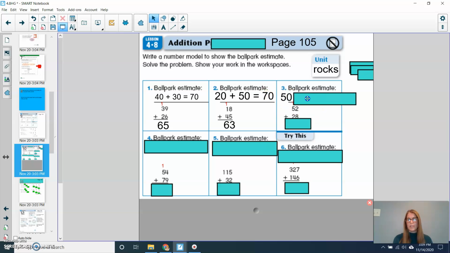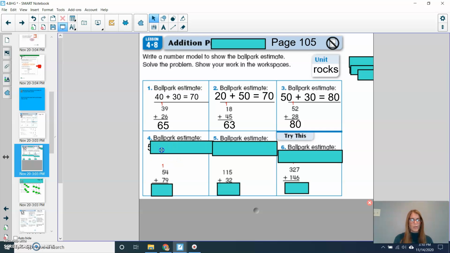For question 3, 52 rounds to 50 plus 28 rounds to 30 equals 80. Then when I solved, I know 2 plus 8 is equal to 10. Notice how I carried my 1, I put my 0 below, and then 5 plus 2 plus 1 would get me to 8. Sometimes that happens where our answers are the same as our ballpark estimate.